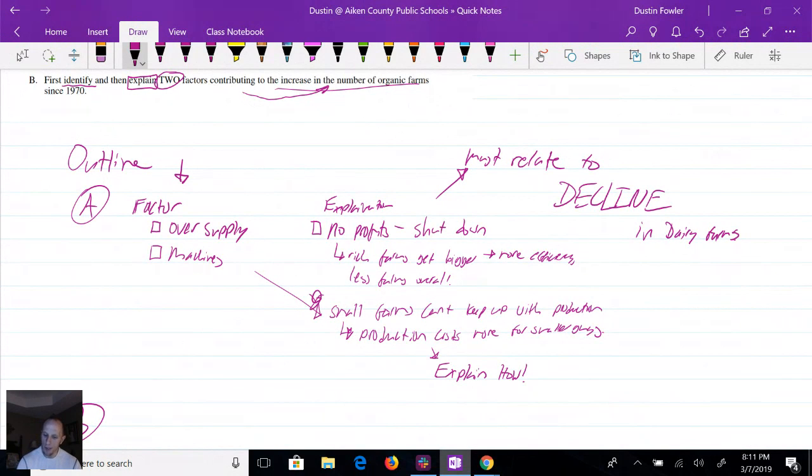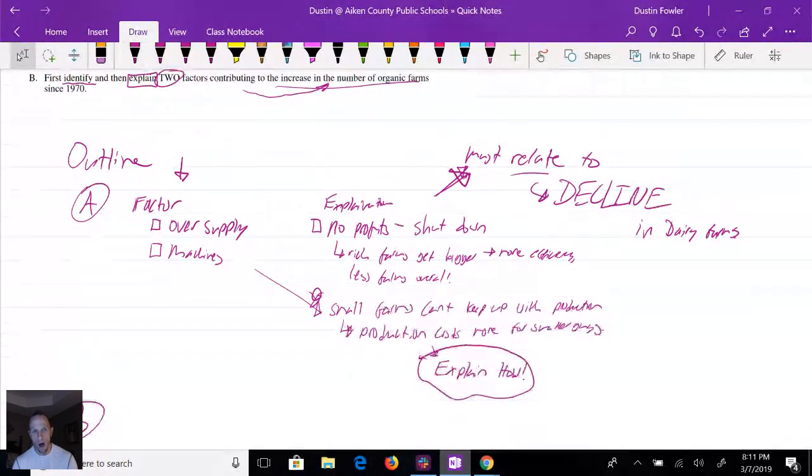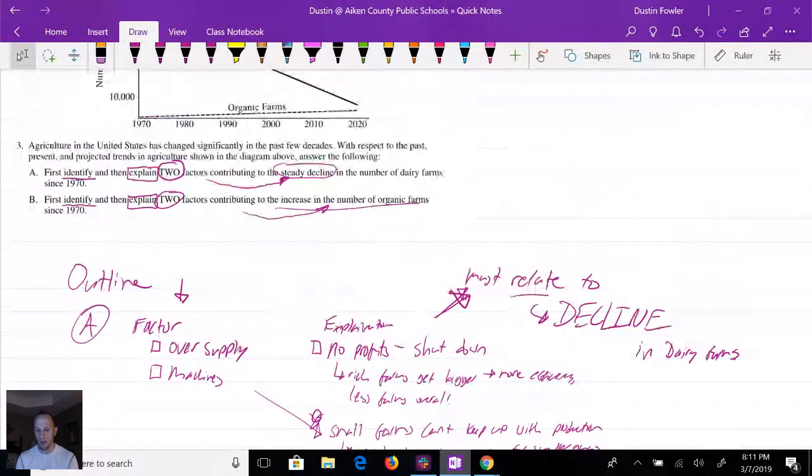All right. Notice I also wrote a note telling me to explain how, and I wrote a note here telling me to make sure that I relate this to the decline of dairy farms, or in this case, relate it to the increase of organic farms. If you don't make that connection, then you're running the risk of not getting points for something you already know. So you have to make sure that you pay very close attention to the question, and outlining can be a good way to help make sure that you know in your mind that you're going to get points for what you put.